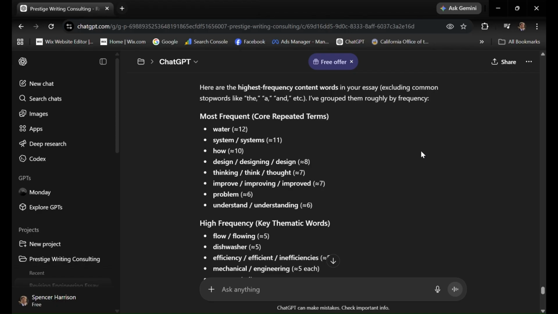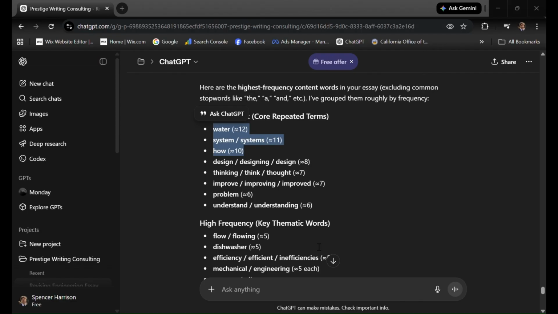So here we go. The first thing I did was put into ChatGPT the essay and asked it to give me the highest frequency words that appeared in the essay, because we do have to cut this down considerably. So most notably, the top three were water, system or systems, and how. So these were some of the words that I was on the lookout for when I started editing.